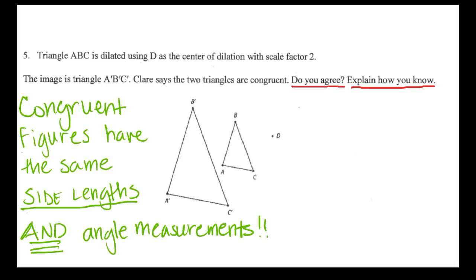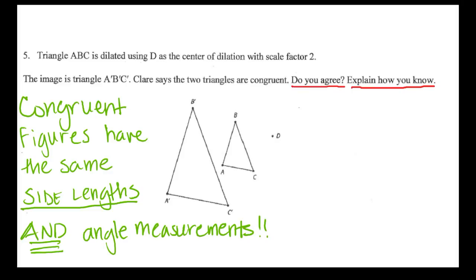So let's remember what congruent means. Congruent figures have the same side lengths and angle measurements. They're exactly the same size, same angles, same everything. Carbon copies, perfect copies of each other. These are not that. One is smaller than the other one.